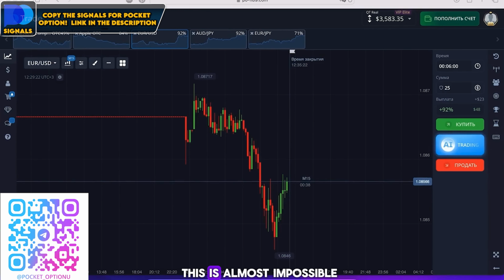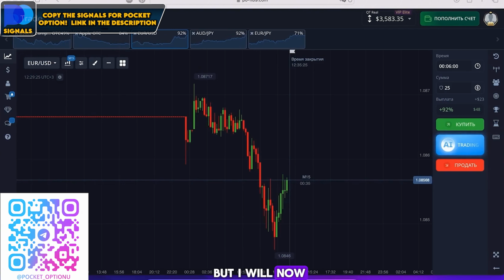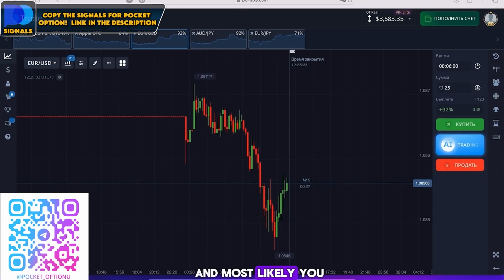how to get all the deals in the plus. This is almost impossible to do, but I will now tell you something that will give you confidence in your transactions. Something that you will be able to use, and most likely, you will be able to make a profit from each transaction.